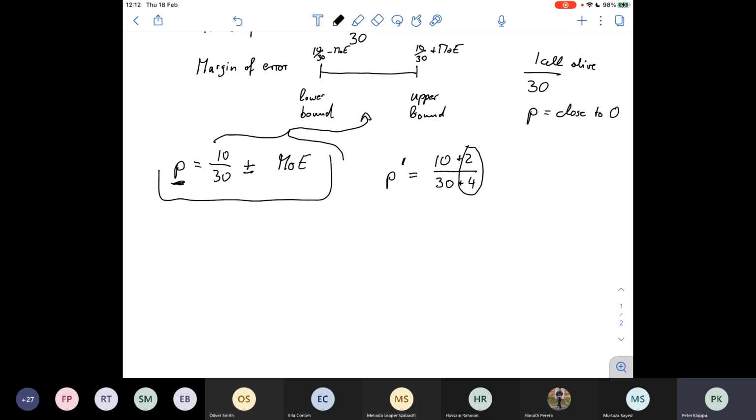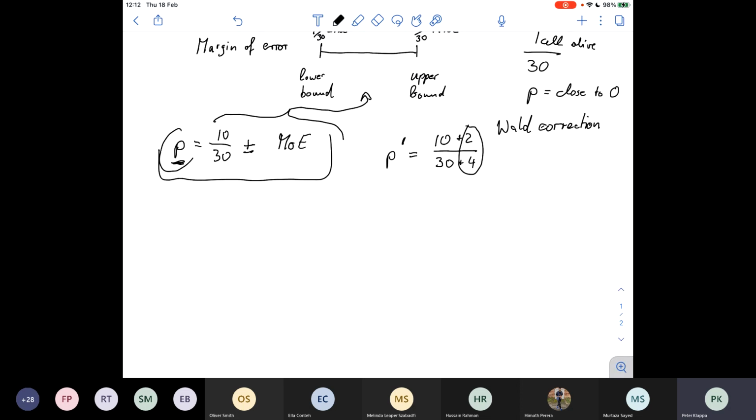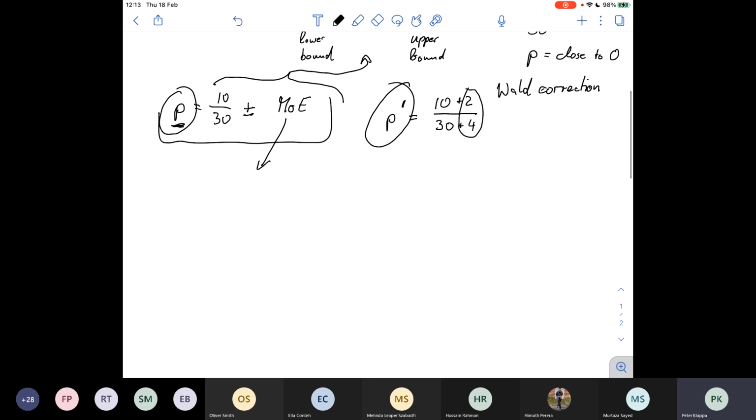That is the reason why many programs that you look at add these, what is called the Wald correction numbers. So instead of working with this P, the uncorrected numbers, we work with this P prime or P dash, if you like, and these are the corrected numbers. So what we can do now is we can calculate this margin of error, and we can do it by hand. And I showed you how you do it by hand.